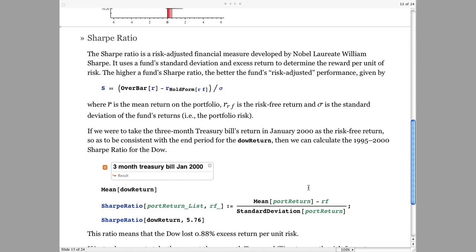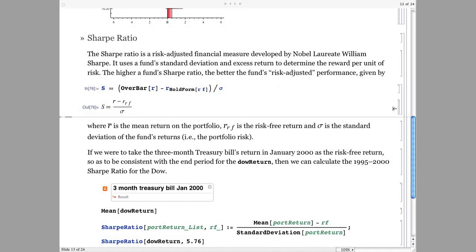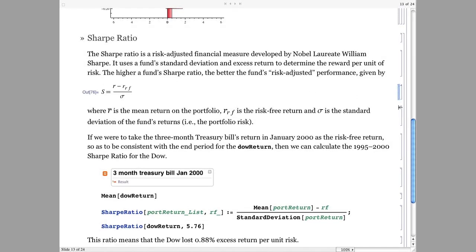The Sharpe ratio is a risk-adjusted financial measure. It is defined by this formula, where R bar is the mean return of the portfolio, RRF is the risk-free return, and sigma is the standard deviation of the fund's return. Let's take a look at the 3-month Treasury bills return in January 2000 and use that as a risk-free return.